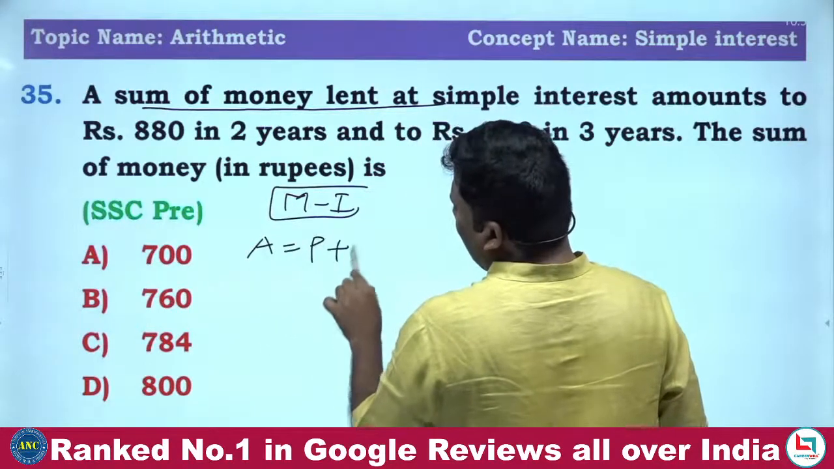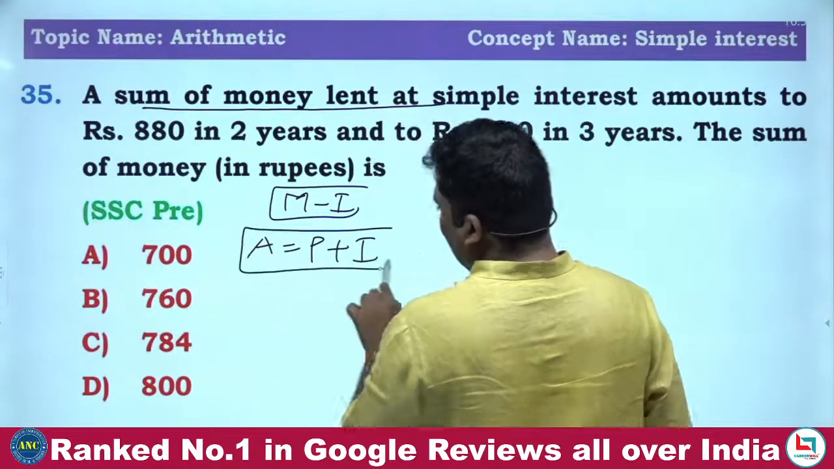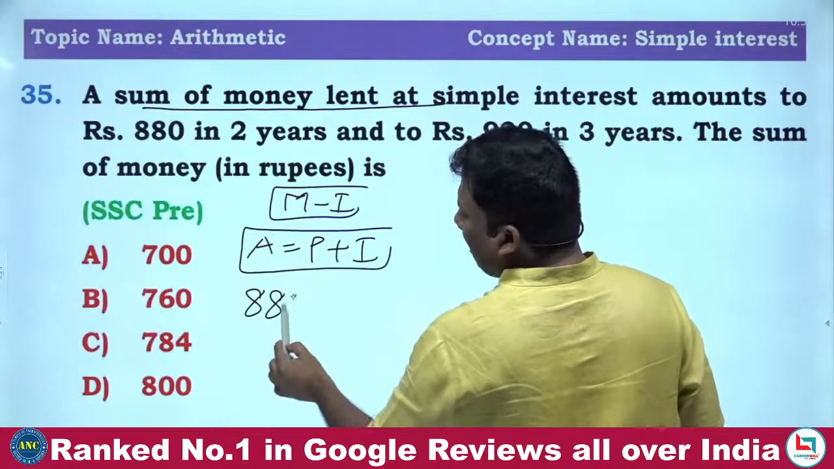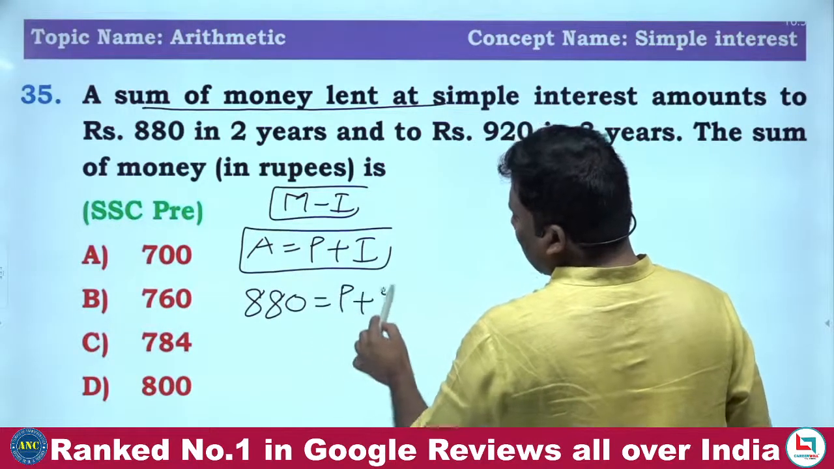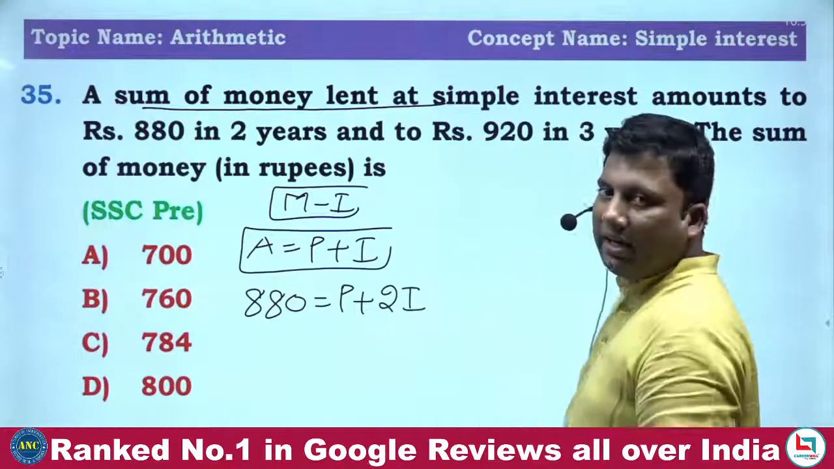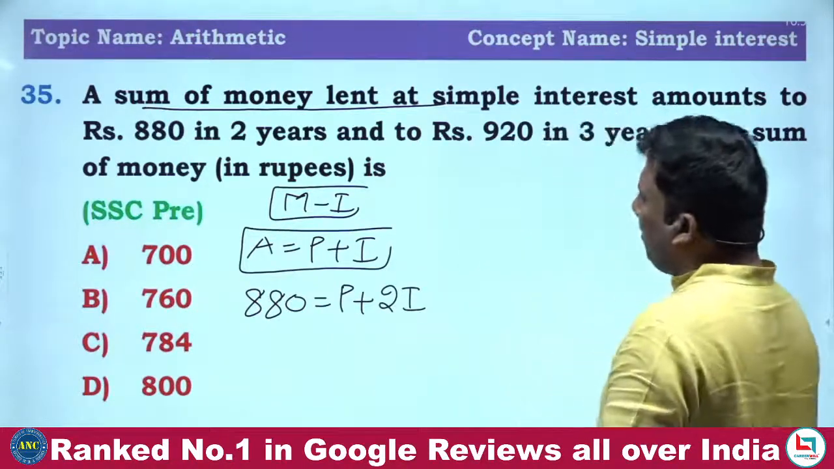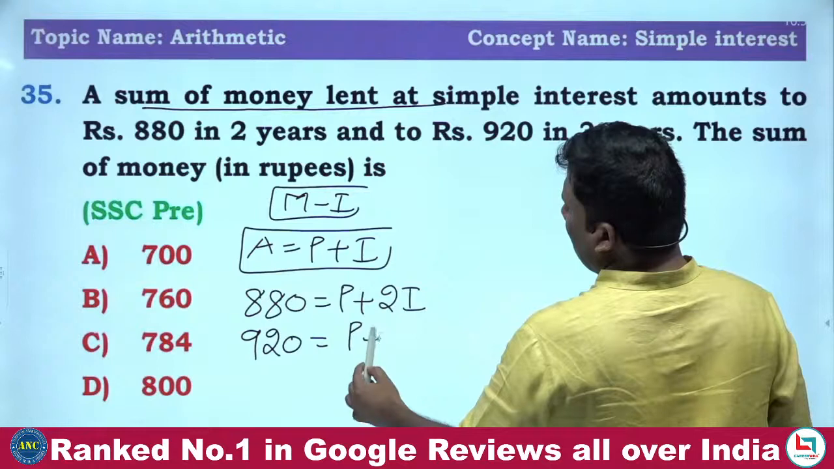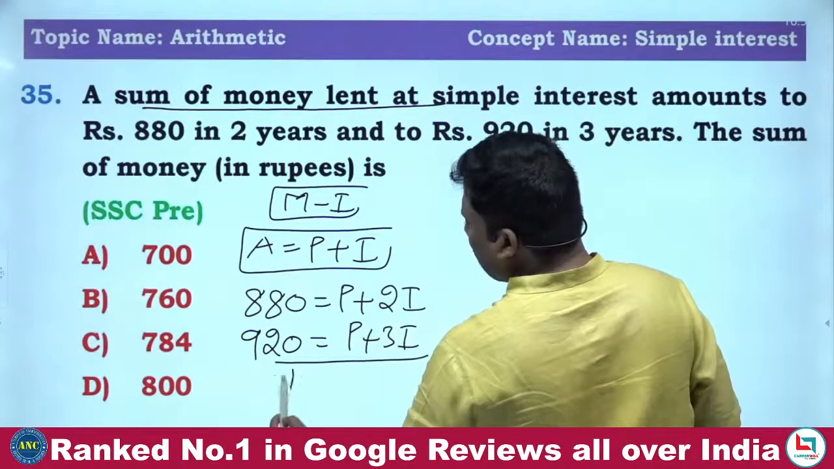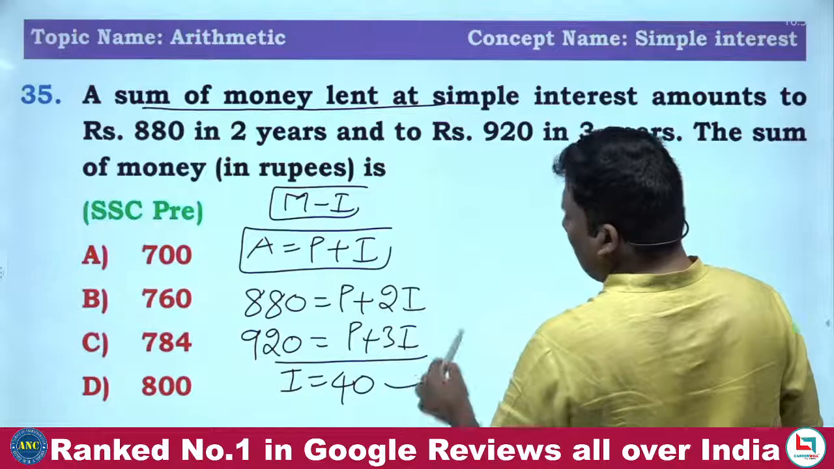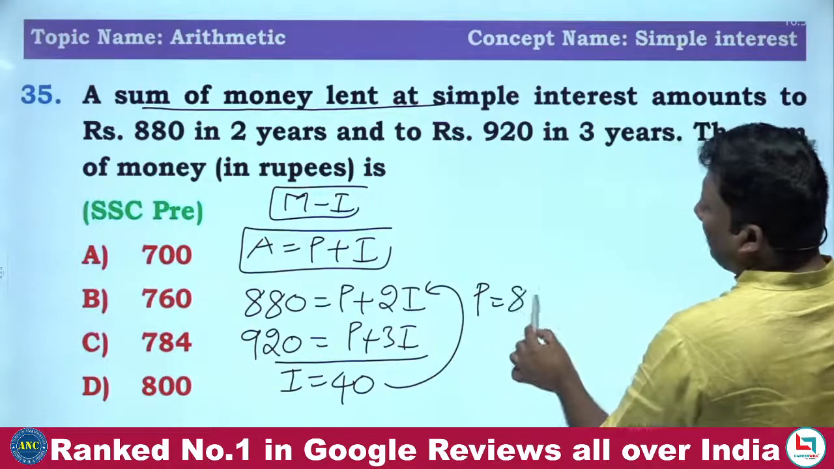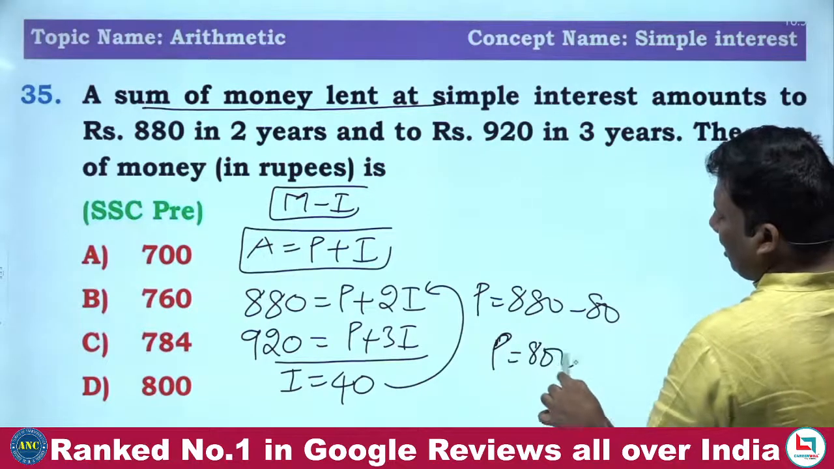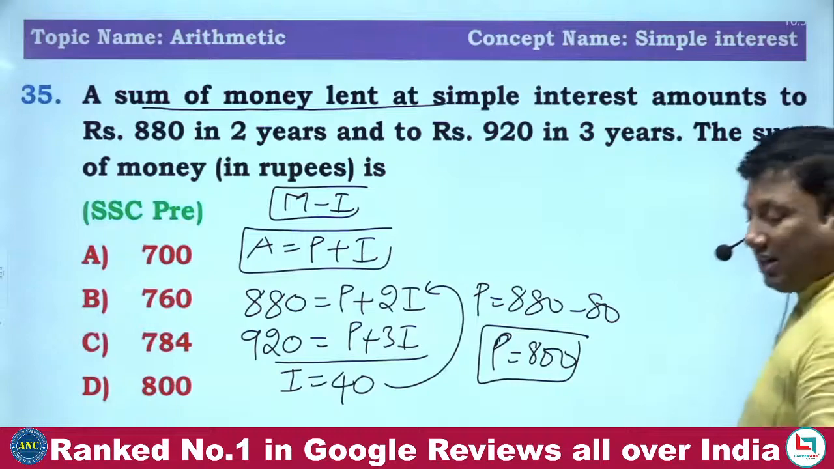Amount is given by principal plus interest. Amount is becoming 880 rupees in 2 years. First year I, second year I, it is 2I. 880 is equivalent to P plus 2I. And similarly, 920 is equivalent to P plus 3I. So I is 40. P will become 880 minus 80, which is 800. Principal is 800. This is the traditional method.